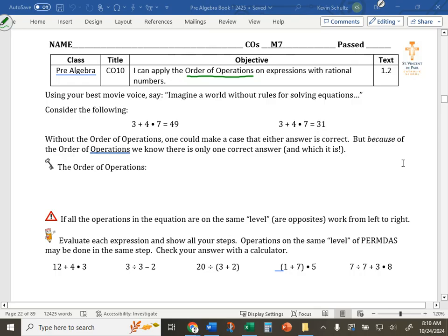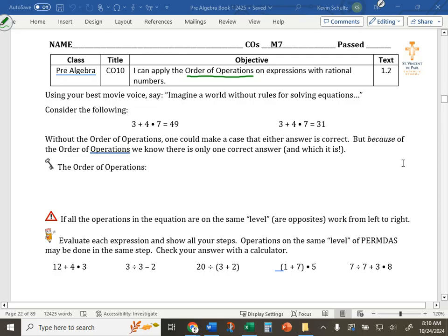Imagine a world without rules for solving equations. Right? That's going to hook you in. Okay? Consider what we have here. 3 plus 4 times 7 equals 49. And 3 plus 4 times 7 equals 31. Okay? It would be a problem if the same equation equaled two different things.